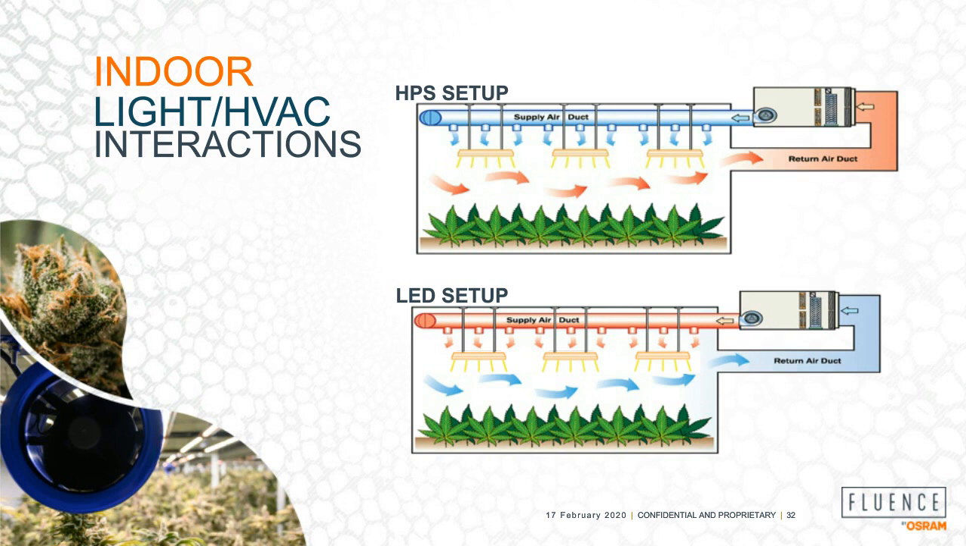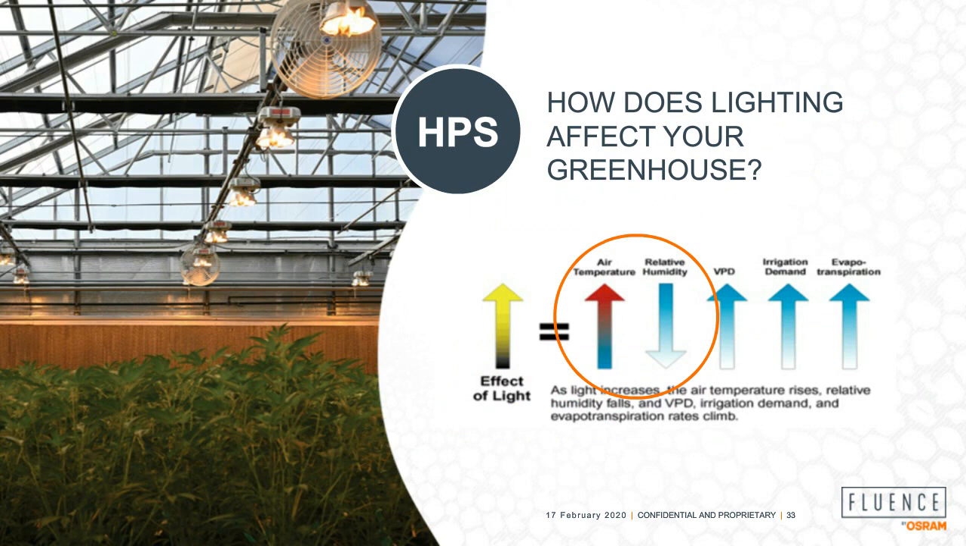So let's look at how an HPS affects the greenhouse setting. When the lights turn on, or light intensity increases in an HPS setup, we also get an increase in air temperature. This is followed by a reduction in humidity, and then we get a response from our VPD, irrigation demand, and our evapotranspiration becomes elevated. This is what we see in a typical HPS greenhouse.